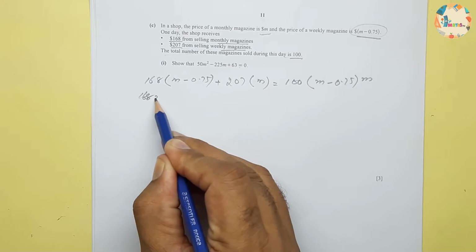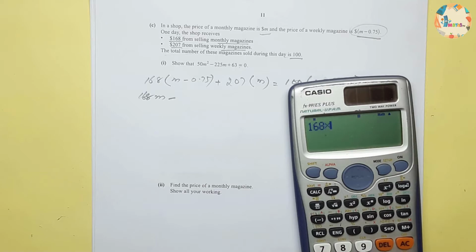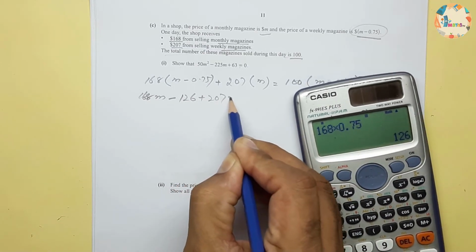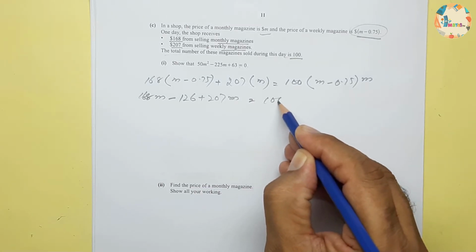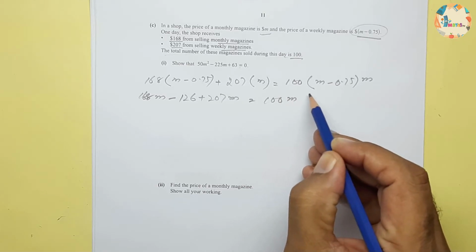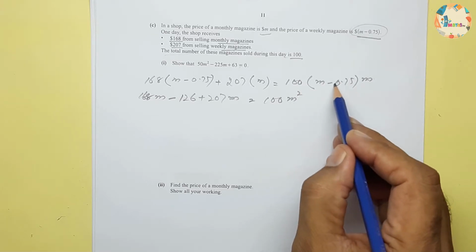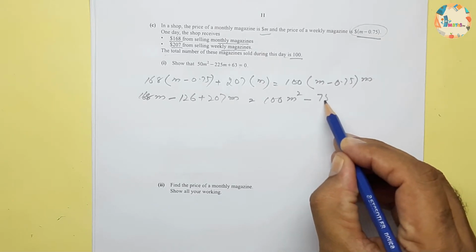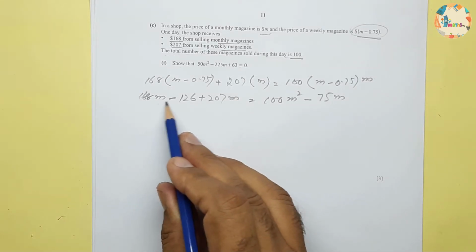So 168m and minus 168 into 0.75, this will be equal to 126, plus this will be 207m, and if we open the other side, this will be 100 and 100m. So 100m multiplied by m will be 100m squared. So 100m multiplied by minus 0.75, 100 into 0.75, will be 75m. So now we can shift everything to this side.